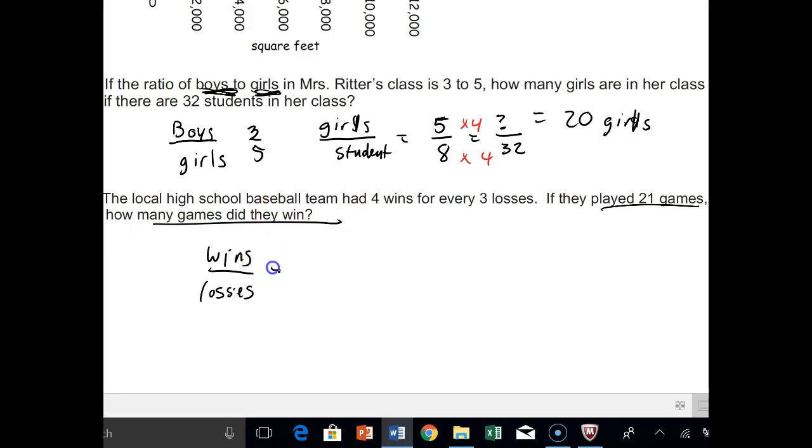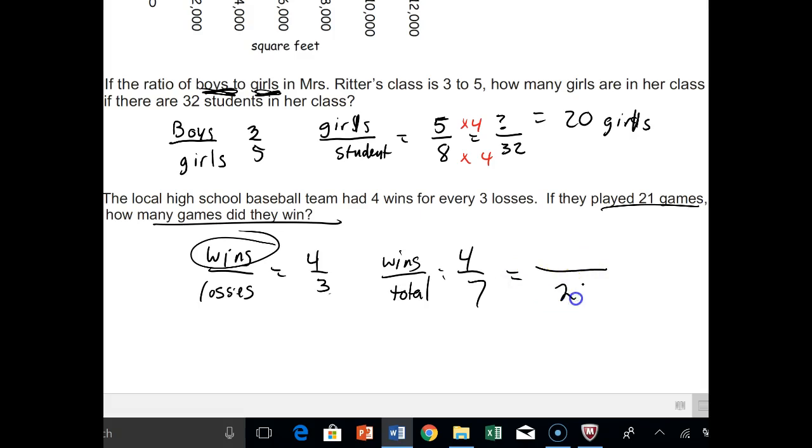So we want to, first of all, say, hey, we do 4 wins for every 3 losses. Now we want to focus on the wins. So another way to write this is wins over total games played. We have 4 wins for every, how many games have we played? 4 and 3 is 7, right? And we want to figure out, hey, if I play a total of 21 games, how many wins is that going to be? Well, 7 times 3 will get you 21, and 4 times 3 will get you your answer of 12 games. That's it.